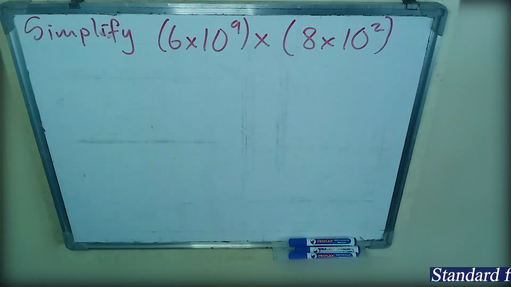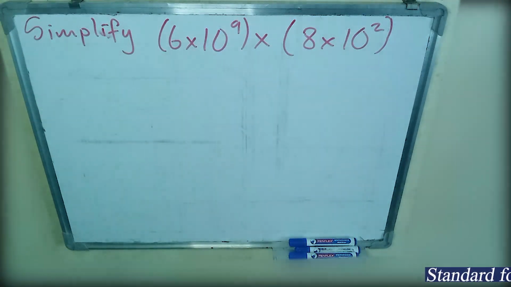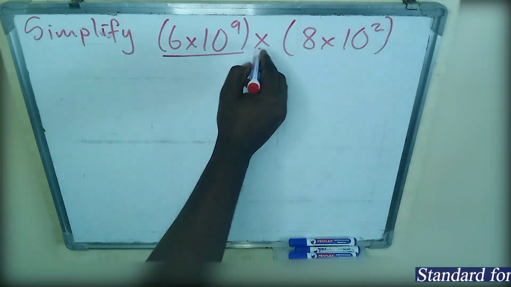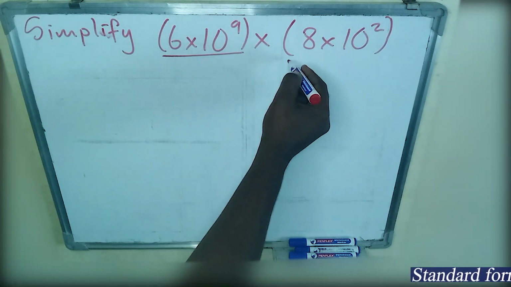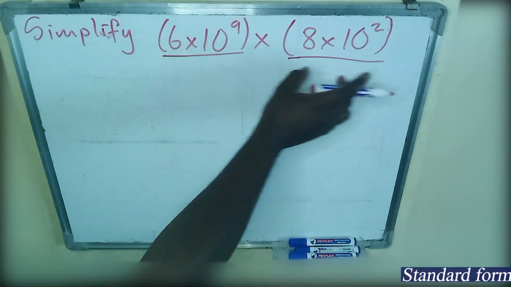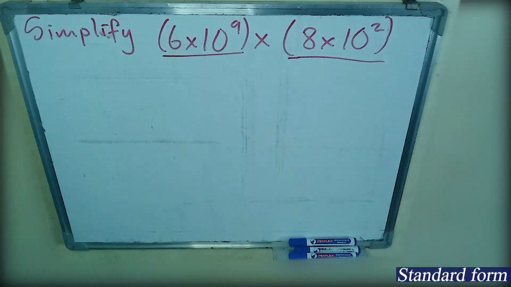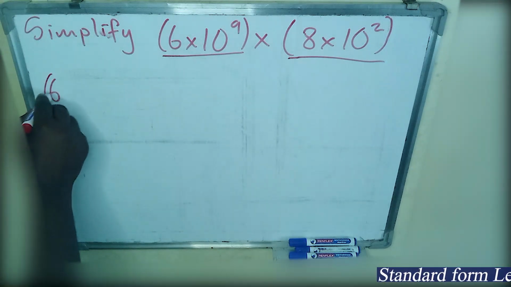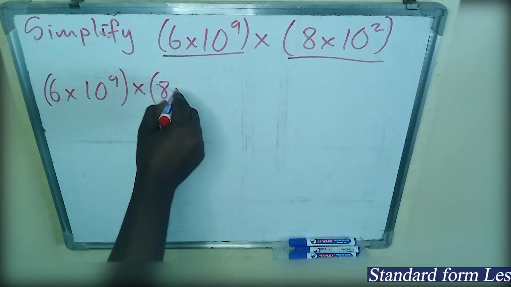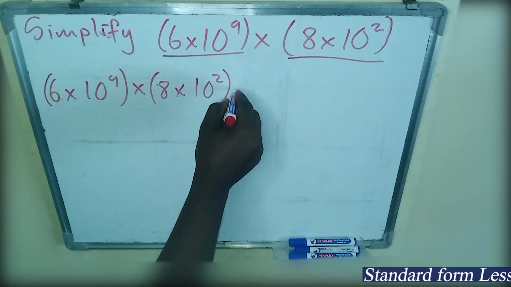Right. The question says simplify 6 times 10 to the power of 9, which is in standard form, times 8 times 10 to the power of 2. This number is in standard form. You are multiplying these two numbers, so this is how to multiply numbers in standard form. The first thing is to write (6 times 10 to the power of 9) times (8 times 10 to the power of 2), equal to.